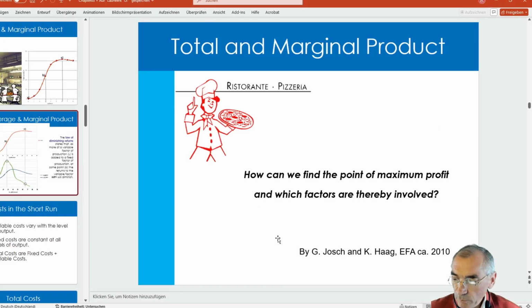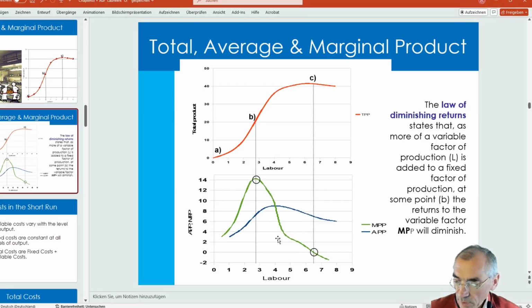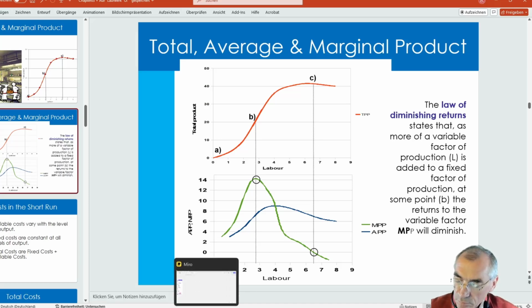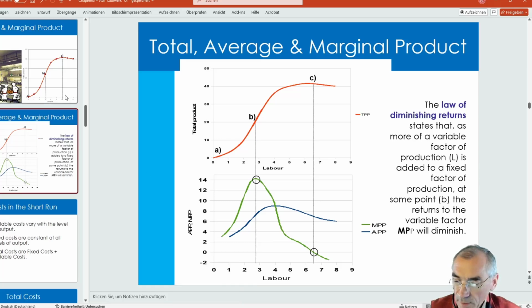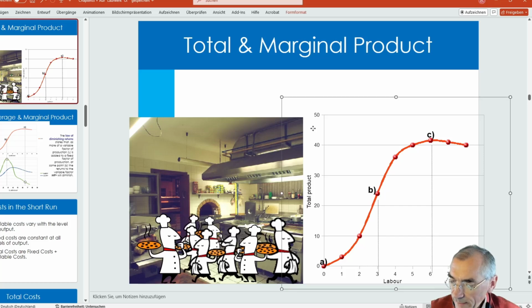Okay, so that was quite some information, and let's discuss this information more intensively here on our board. And let's write this down.